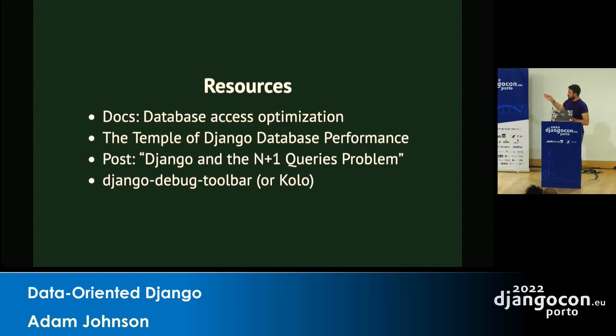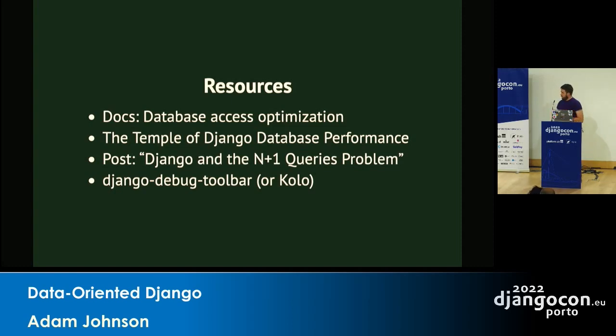The first is in the documentation. There's this page, Database Access Optimization. It's a litany of all the things you can do inside Django to improve your queries. Everyone should have a read until they know every single part of it. I'd also refer to this book, The Temple of Django Database Performance. This is a very good first pass over things like indexes and joins and what the database is doing and features that you can take advantage of. And it's Postgres specific, but you might find most of the things apply to other databases as well.